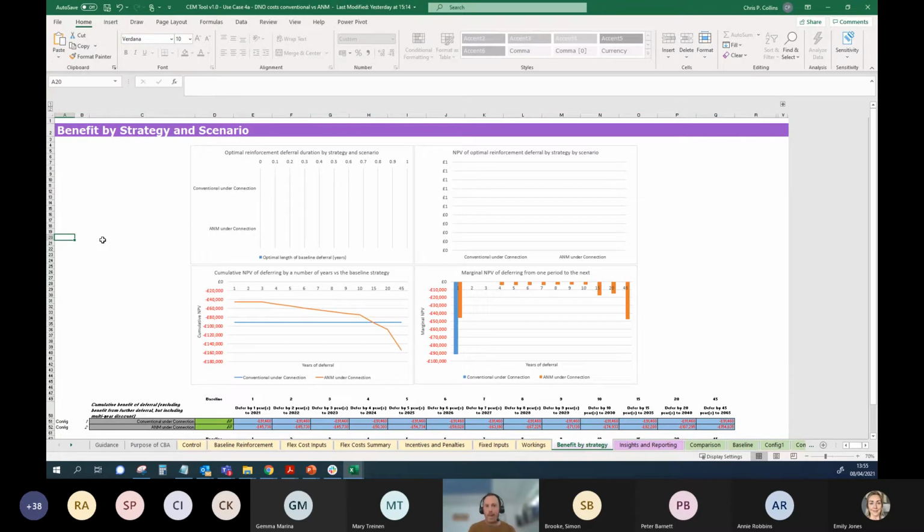But I would emphasize again that there is obviously a bigger question about something like A&M that affects the connecting parties and maybe the wider system, that this tool is deliberately not trying to answer. It is just the DNO lens. But there are other tools that may be more suited to that.